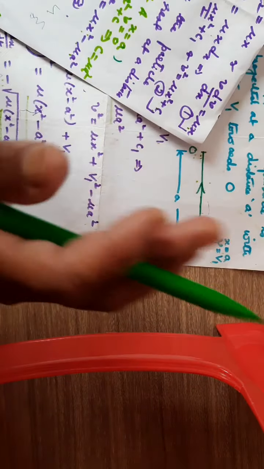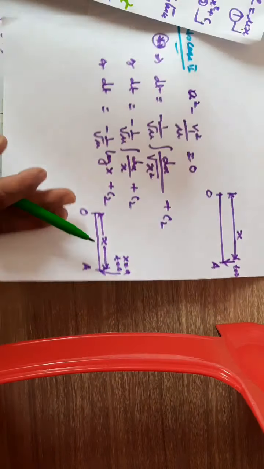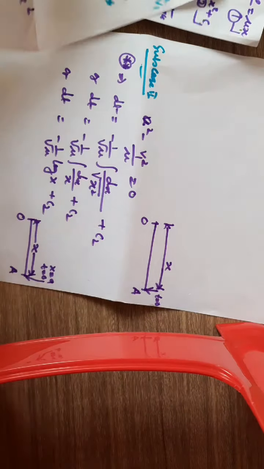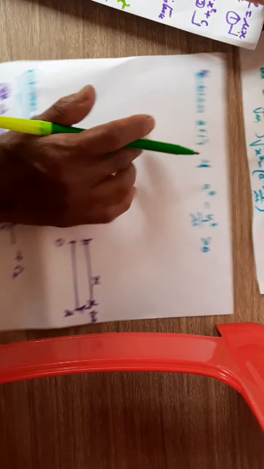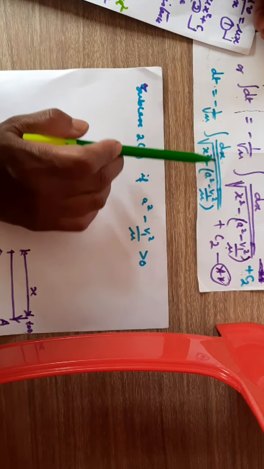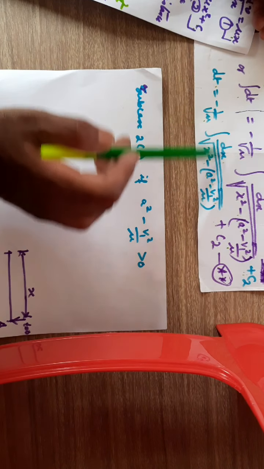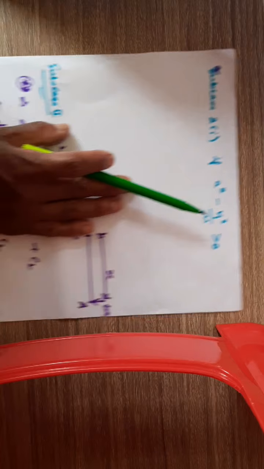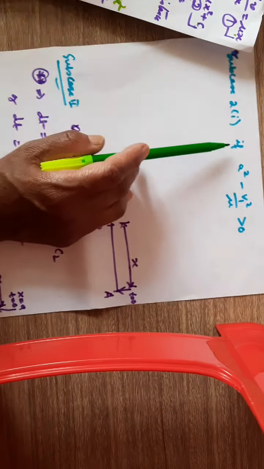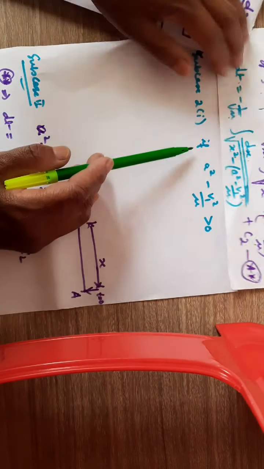So now let us see this one. This equation will have subcases. There will be 3 subcases in order to evaluate the value of this integral. So let us first see what will be that subcase 2.1.